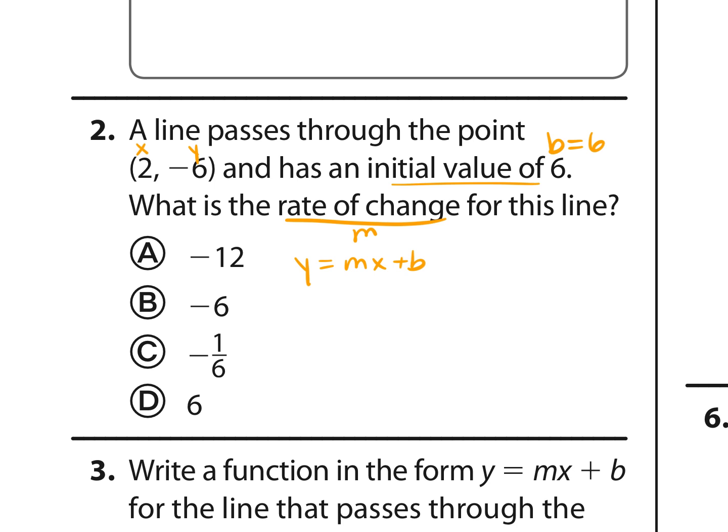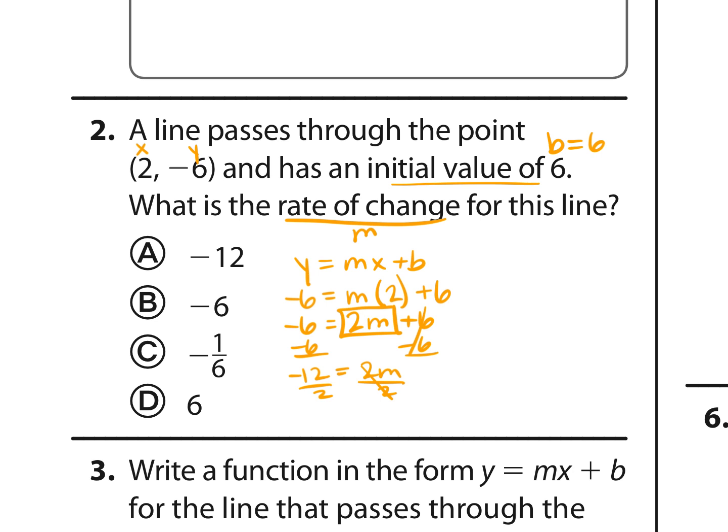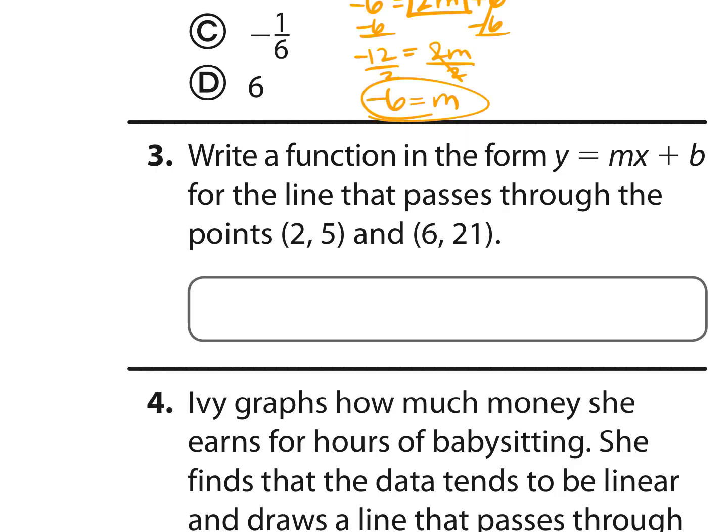So I could just plug this into it. So I've got -6 equal m, my unknown, times 2 plus 6. So simplifying, I get -6 equal 2m plus 6. I want this m term by itself, so I'm going to subtract 6 from both sides to get rid of that term. I get -12 equal 2m. And then dividing both sides by 2, we get that -6 is m. Now this isn't a traditional type problem, but often we're using this equation to find b, but this time we were finding m, so it's a little different from our normal.